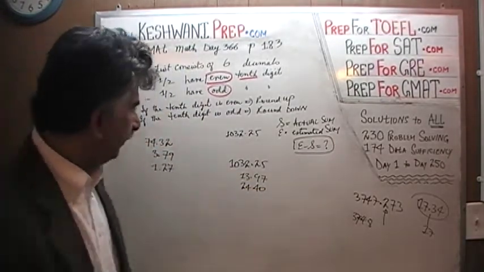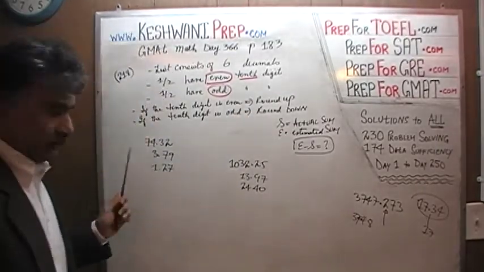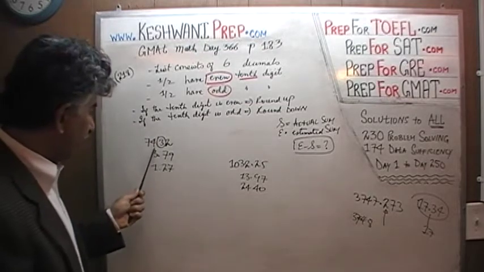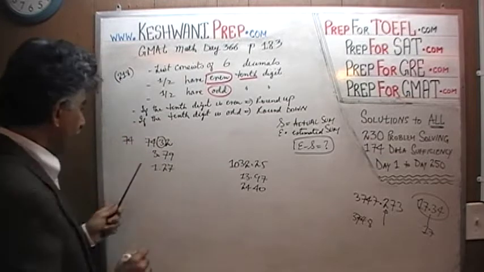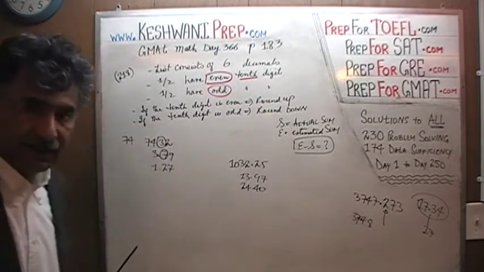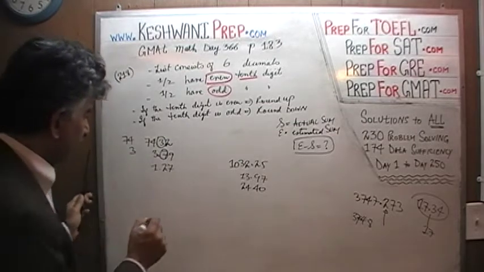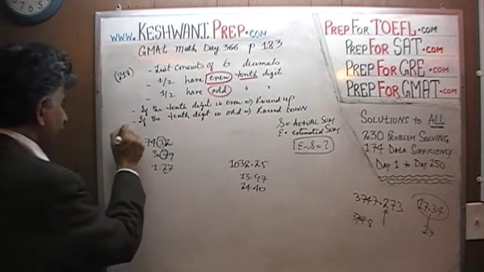We're going to pick up speed now. So here, the tenth digit is odd. When it is odd, we have to round it down. So 74.32 will simply become 74. 3.79, again, it is odd. When it is odd, we have to round it down. So it becomes 3. 1.27, that's an even. We have to round it up. It becomes 2. So this is the estimated value.